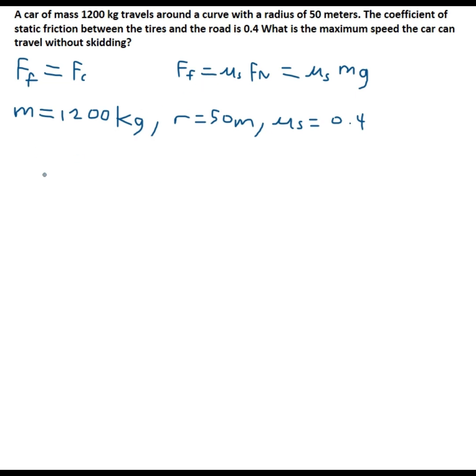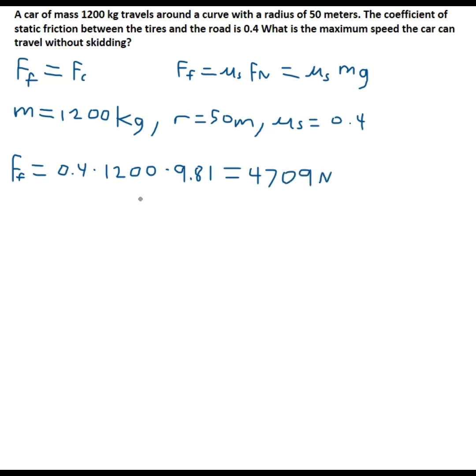So now, this means that to solve for the force of friction, we plug in the variables. It is equal to 0.4 times 1200 kilograms multiplied by 9.81 meters a second squared, because we're on Earth. This is equal to about 4,709 newtons.